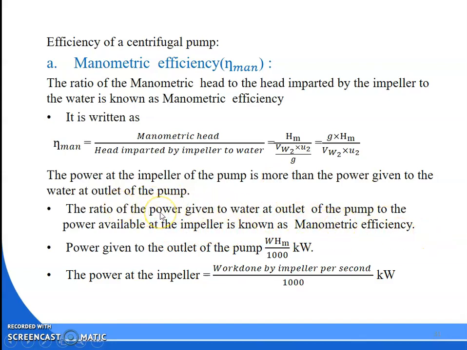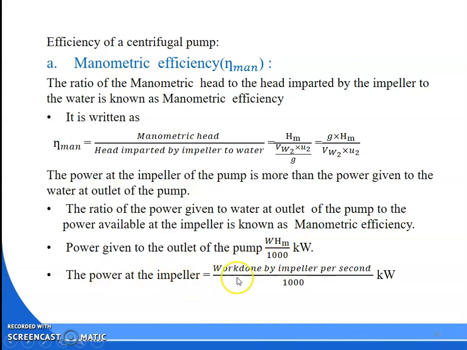So what is your output? The water gets the power, that is the output. So where does the water get the power? From the impeller. The power available at the impeller is your input, and the output is the power given to the water at the outlet. So power given at the outlet of the pump is WHM by 1000.